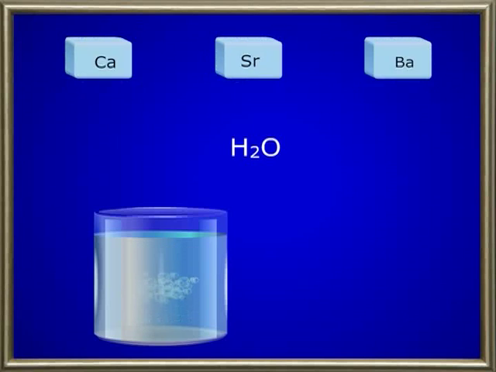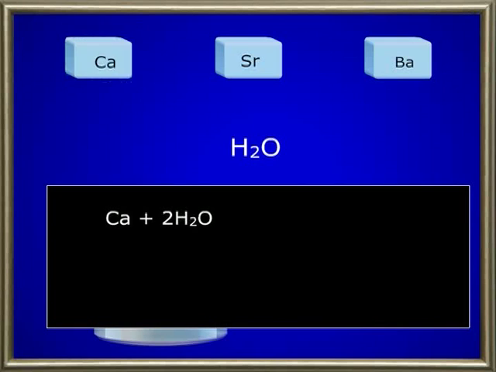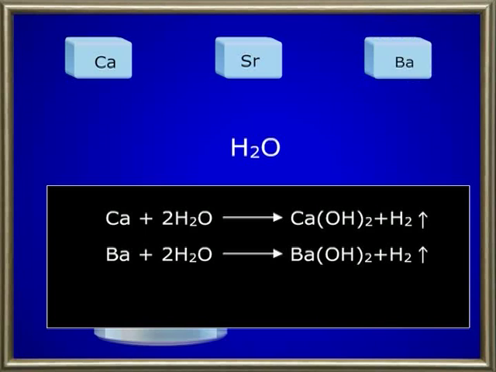The chemical equation for this reaction is Ca plus 2H2O gives Ca(OH)2 and H2. Barium reacts with two molecules of water to give barium hydroxide and hydrogen. The chemical equation for this reaction is Ba plus 2H2O gives Ba(OH)2 and H2.